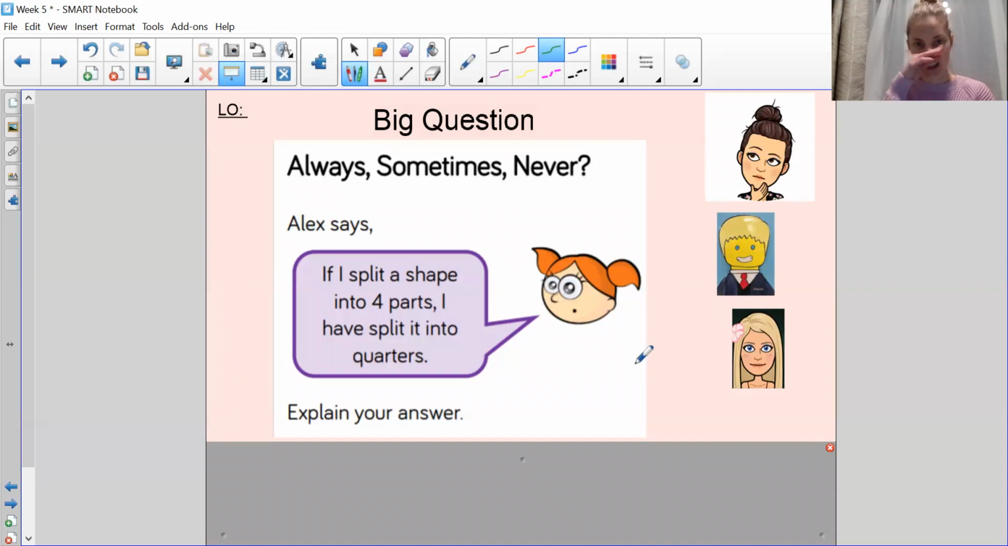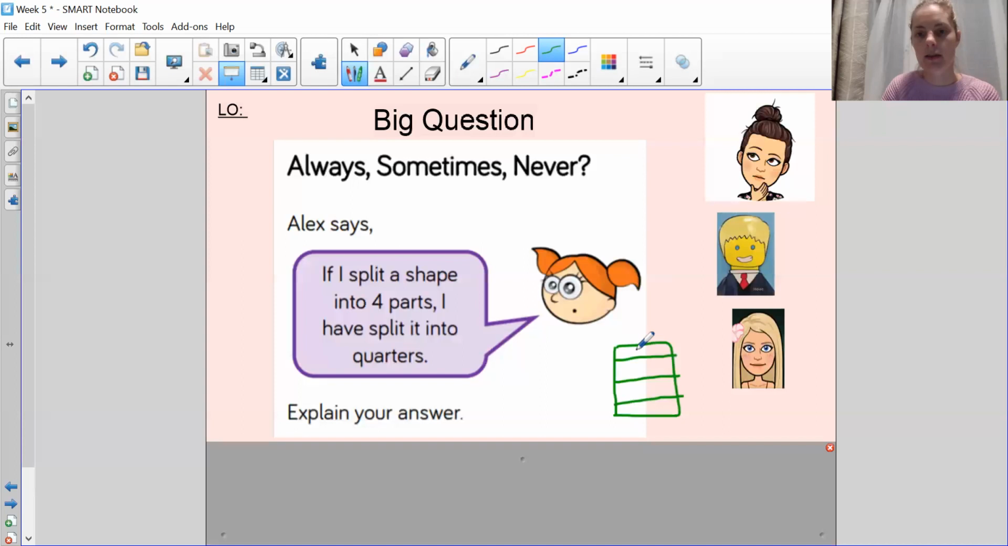Right, so our big question says, is this always, sometimes, or never? Alex says, if I split a shape into 4 parts, I have split it into quarters. Do you agree or disagree? So you can pause the video now and have a little think and have a read over that question again and decide, if I split anything into 4, for example, I have a box and I'm going to split it into 4.